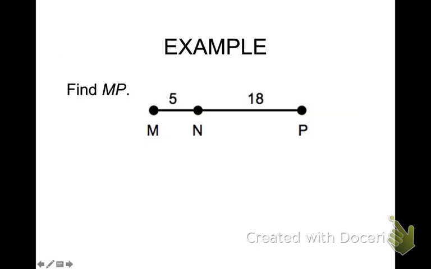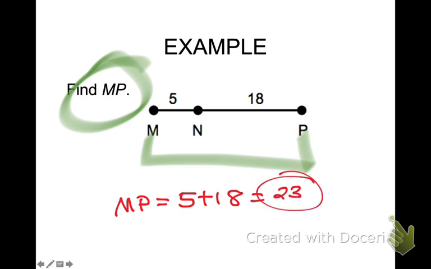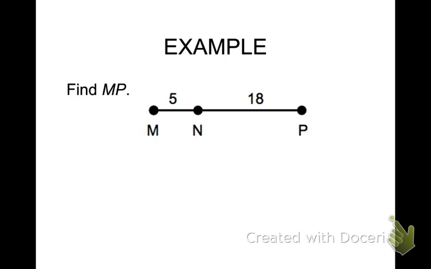All right, so let's do our first example here. We need to find the length of MP. Notice I have MP right next to each other, no symbol above. That means I'm being asked to find the distance. Well, MP is from here to here. Who can do that mental math for me really quickly? Yeah, so MP is going to be equal to 5 plus 18, which is 23. Not too crazy, huh? Pretty easy, hopefully.